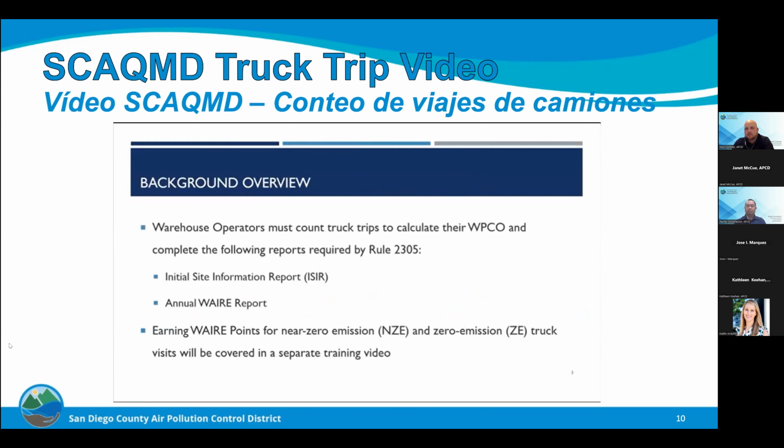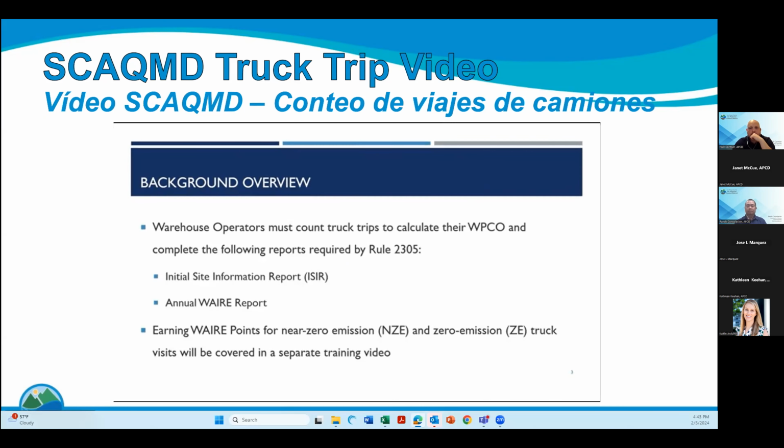Warehouse operators also need to count truck trips to complete their initial site information report, or ISIR, and their annual WARE report. Both of these reports need to include the WPCO, which is calculated based on the number of truck trips. The ISIR includes an estimate of the WPCO required for the annual WARE report, which is due after the ISIR. This calculation is not binding. The WPCO calculated for the annual WARE report is binding.